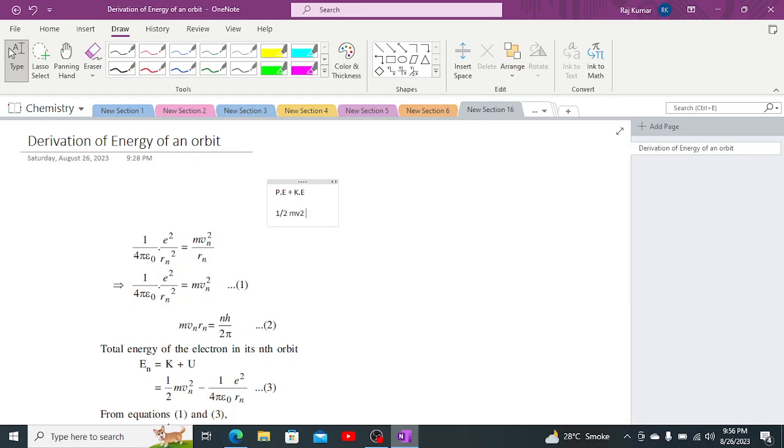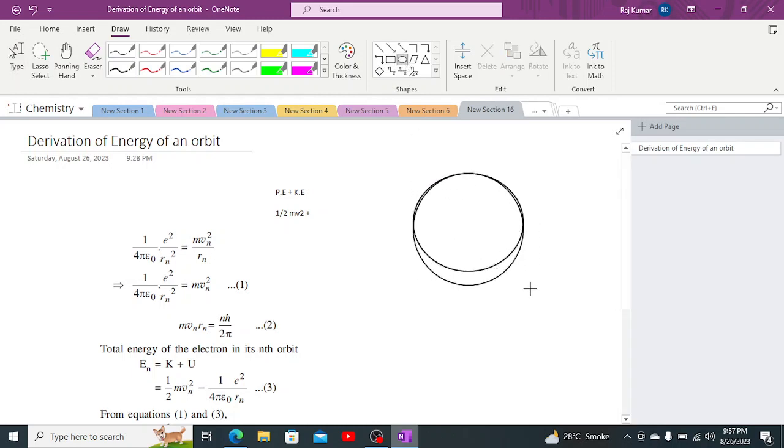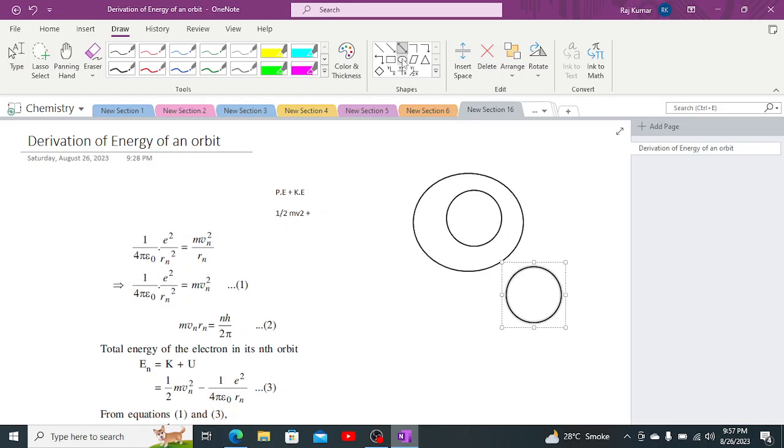On the other hand, we have the formula of potential energy. Potential energy is the type of energy which is due to position. Now, position of an electron: suppose we have an electron here, we have an orbit, and another orbit which is smaller than this one, and inside that we have a very tiny nucleus. This is the nucleus, this is the orbit, and this is the second orbit. Suppose this is the nucleus, this is the electron.